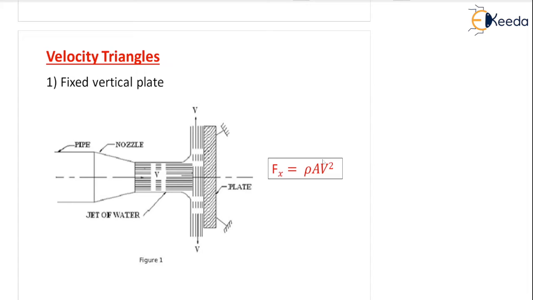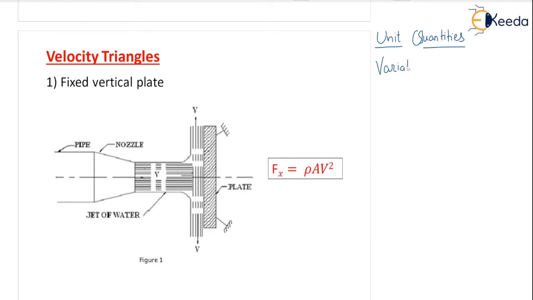Let's start. First of all we are going to see the unit quantities, and then we'll start the velocity triangles. So what are unit quantities? I will write here unit quantities. The importance of unit quantities is that they tell you about the relation between RPM, power and head with discharge.